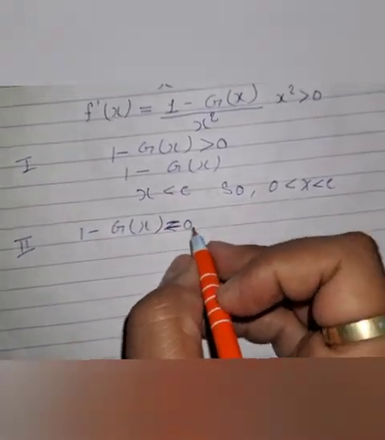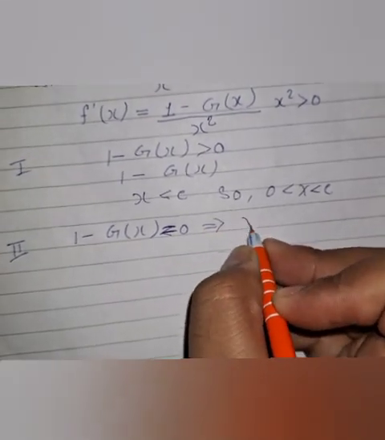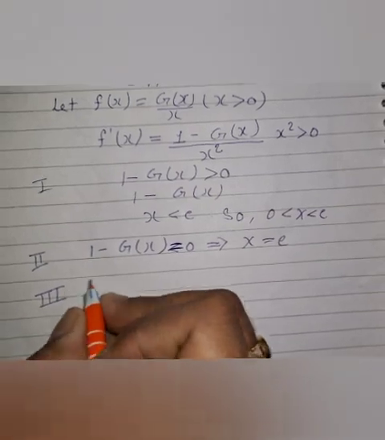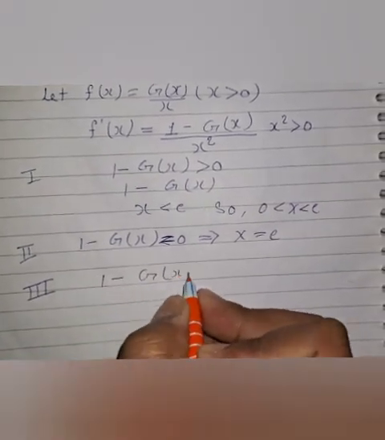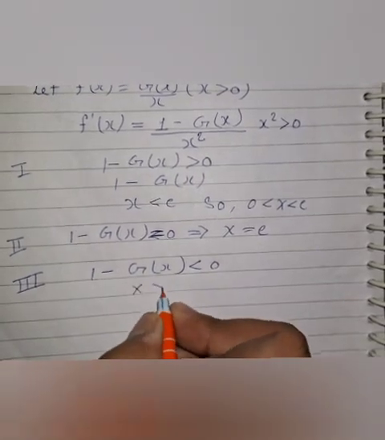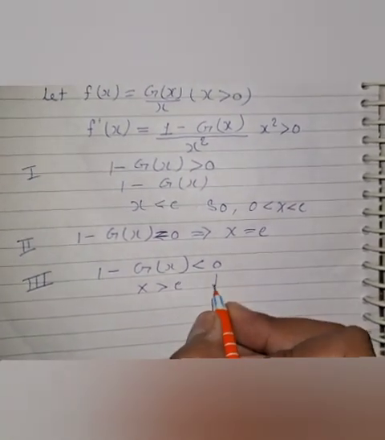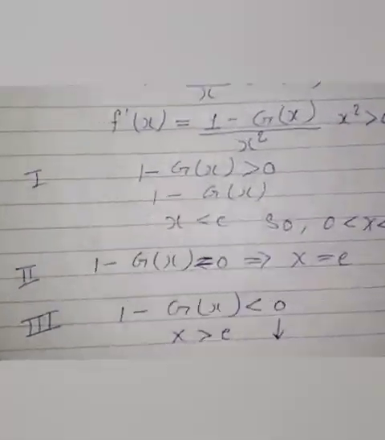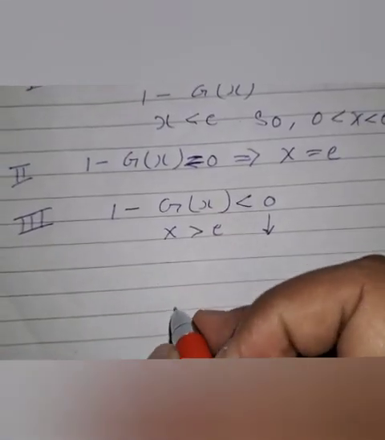And when x is equal to e, it has a maximum value. So the function looks like this. This is the point where you have the maximum value, that is x is equal to e. On this side, x is less than e, that means the function is increasing, and here the value of x is greater than e. Therefore, the function is decreasing.